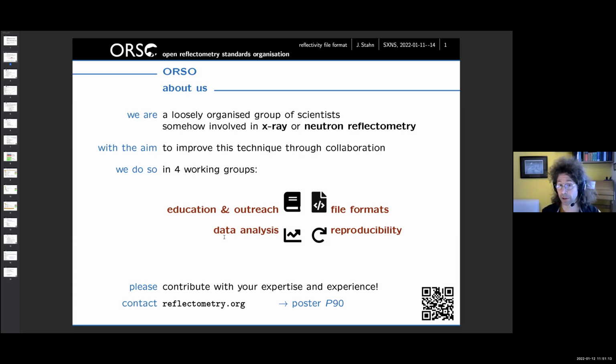One group takes care of reproducibility, to check the quality in the end of what we do. And finally, the file formats group. This is what I'm going to talk about now. We try to define a unified and nice file format for reflectometry curves, which can be used in the end by everyone, we hope.